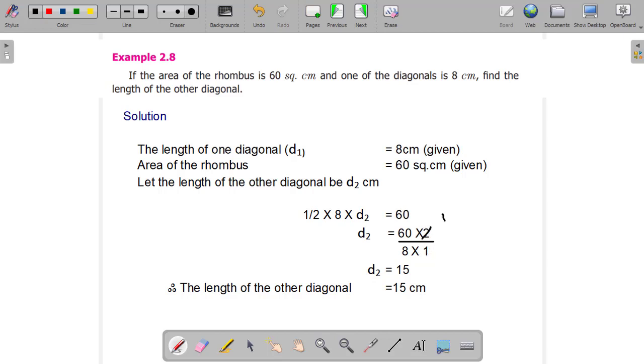1 2s are 2, 4 2s are 8, then 1 4s are 4, we get remainder as 2, and if we bring 0 down, we will get 20. So 5 4s are 20. So what is the answer? d2 is 15. So therefore the length of the other diagonal is equal to 15 centimeter.